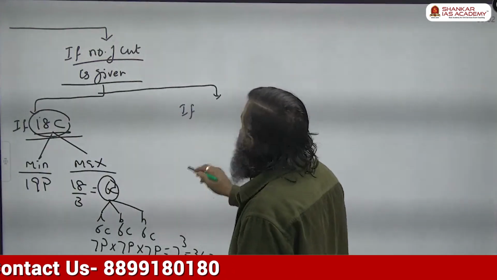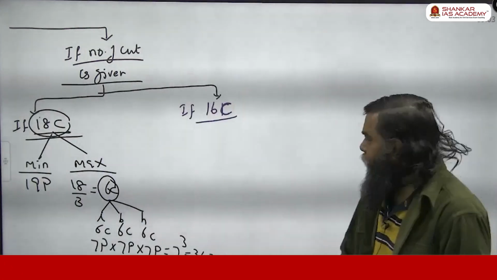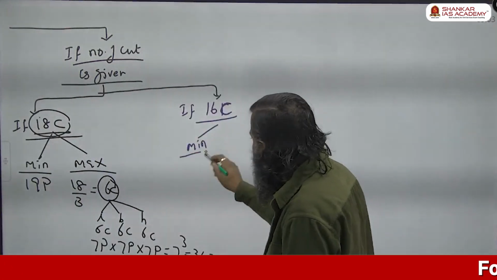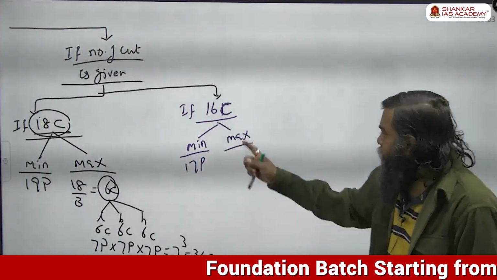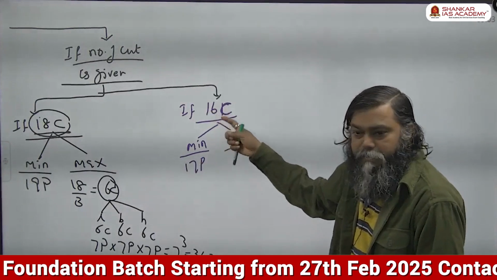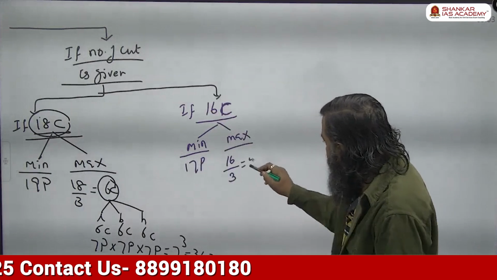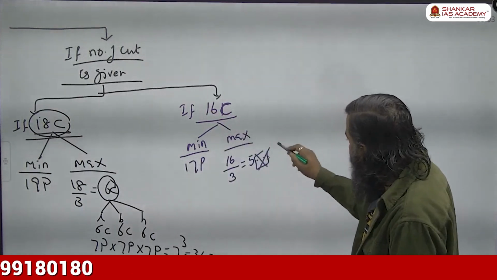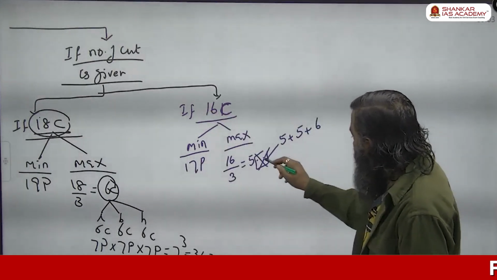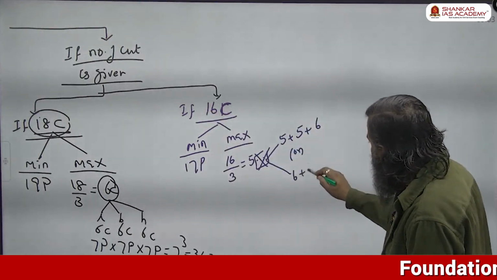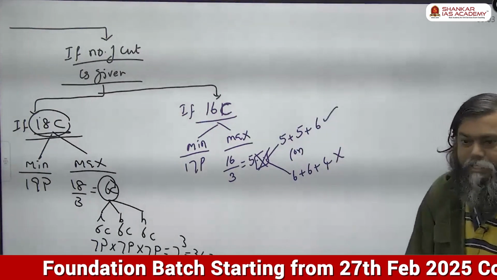If 16 cuts are there, is it a multiple of 3? Tell me, what is the minimum number of pieces? 17. What is the maximum number of pieces? Now, this is the number of length cuts plus breadth cuts plus height cuts. So I have to distribute 16. What will you get? 5 point something. Leave that. Tell me, two cases are possible: 5 plus 5 plus 6, or 6 plus 6 plus 4. Which is closer to each other? This is not allowed, this one.